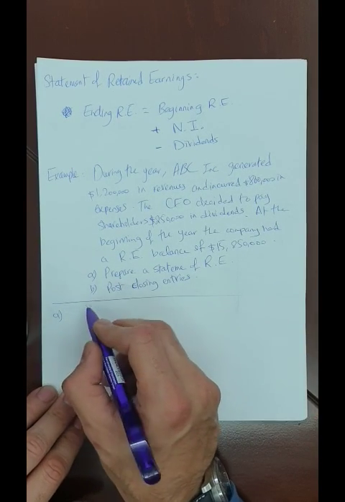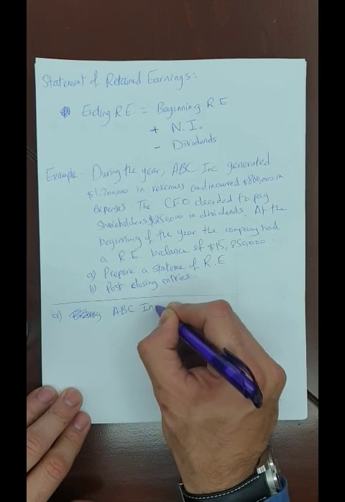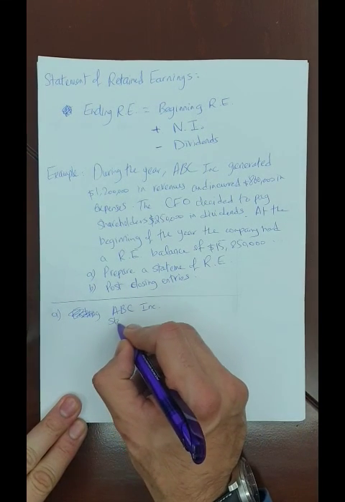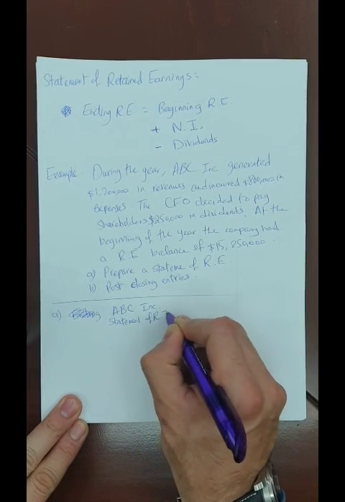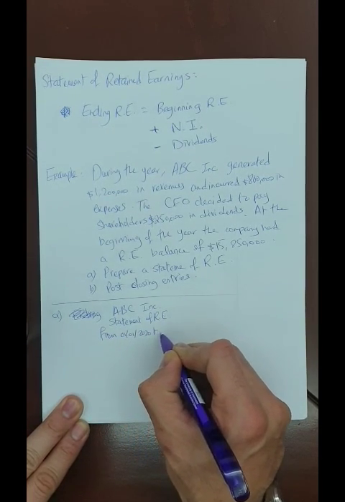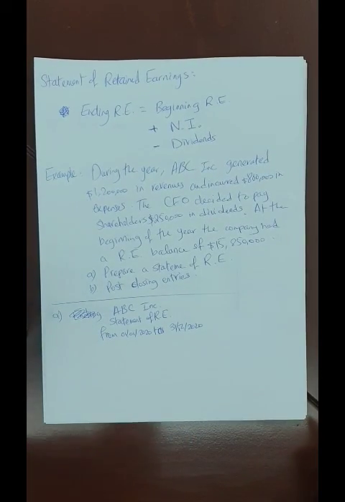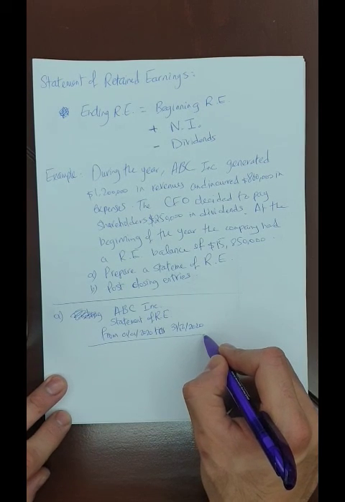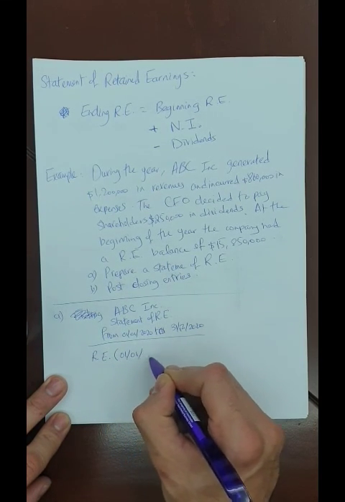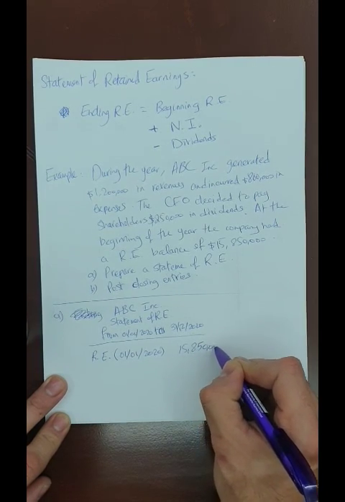The solution is very simple. Part A says that the ending, this is the statement of retained earnings. So let me say, to prepare it properly, ABC Incorporation. The title of the financial statement is Statement of Retained Earnings from, let's say, the beginning of 2020 to the end of December 2020. And then you start by saying that retained earnings at the beginning of Jan 2020 are equal to $15,850,000.